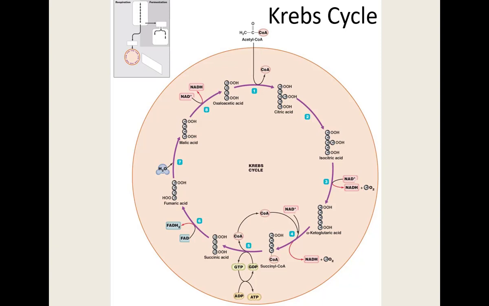How many? 2 total, yes. So 1 here for this acetyl-CoA, and you'll gain another one because you'd actually have 2 acetyl-CoAs. So ultimately, at the end of the Krebs cycle, 1 glucose molecule will give you 2 ATP. 1 from each Krebs cycle, total of 2.